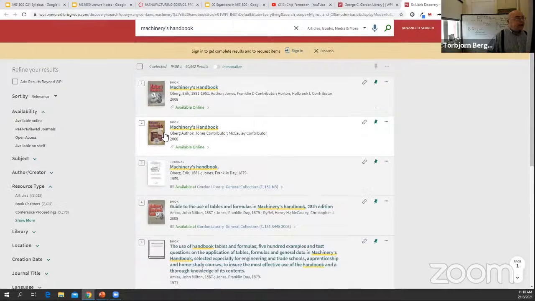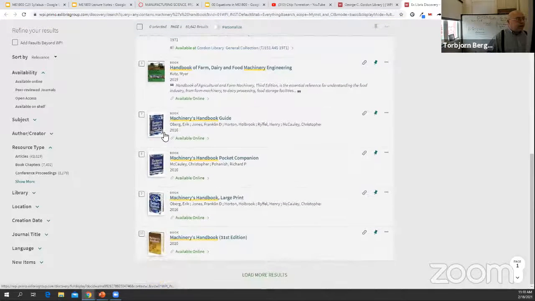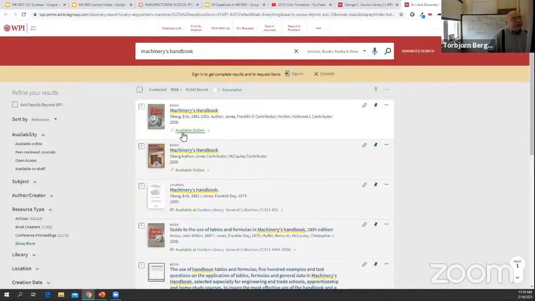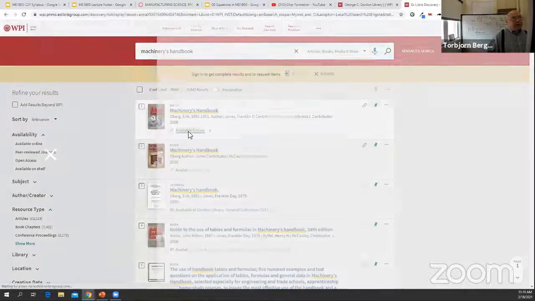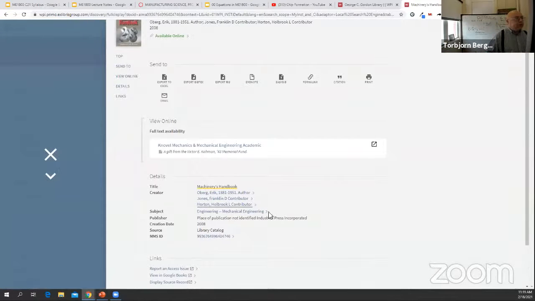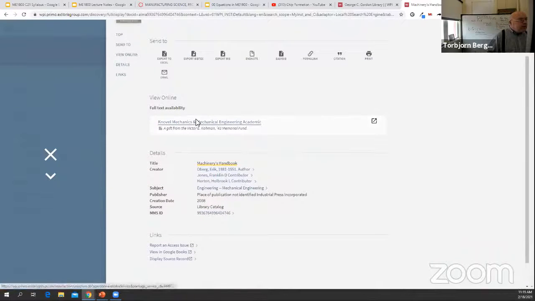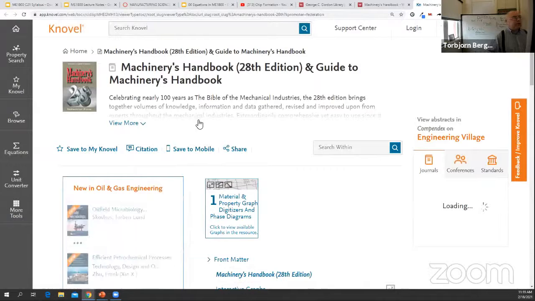And you'll note if you scroll down here, there are several different editions of the Machinery's Handbook available to you online. Oh, look, the 31st edition finally came out. I usually use the 28th edition. It doesn't matter to me which edition you use. Let's see, available online. This should open right up.